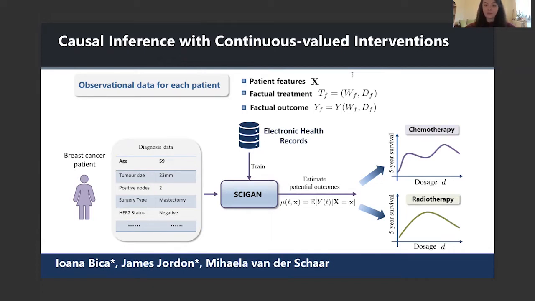Our aim is to learn from observational data, such as electronic health records, which contain information about patient features, the type of treatment and corresponding dosage assigned to them, and the observed outcome. For each patient, SCIGAN can then be used to estimate the individualized dose response curve for each type of treatment, which can then be used to inform clinical decision-making and select both the optimal treatment and dosage for each patient.